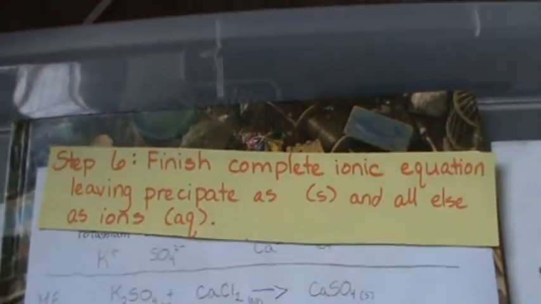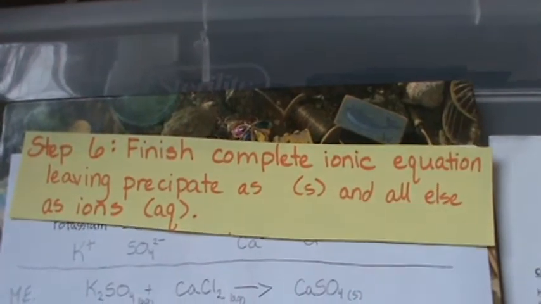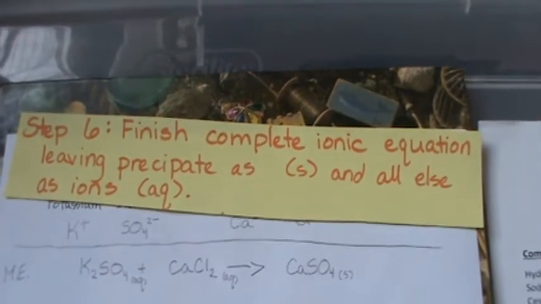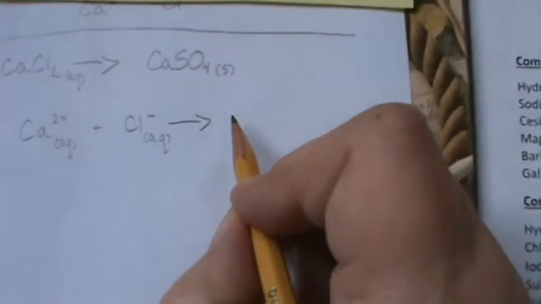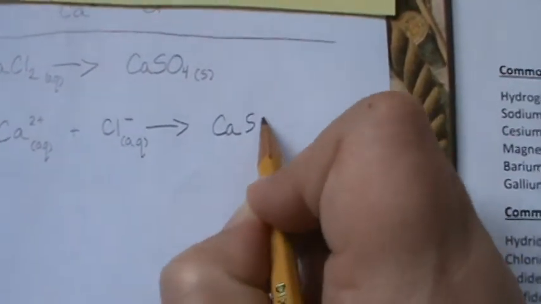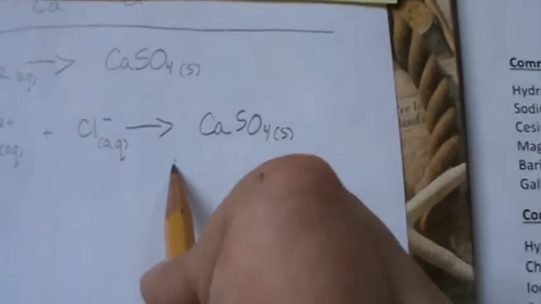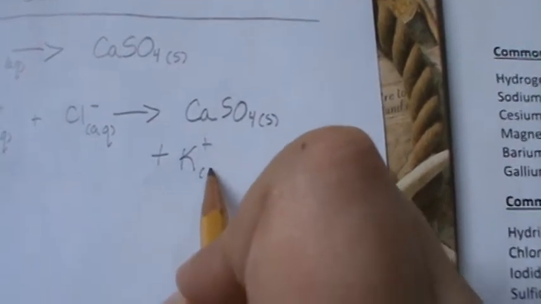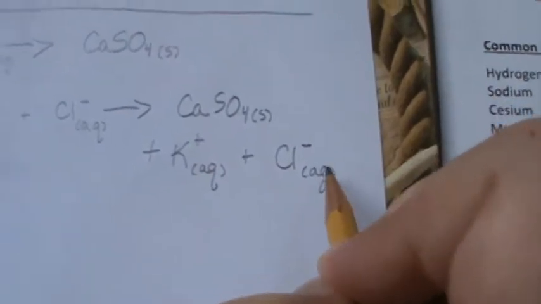My next step is to finish the complete ionic equation, leaving the precipitate as solid and all else as ions. So what I mean by that is to write down my precipitate under my complete ionic equation as well. CaSO4 solid. And my other ions here that don't change, they remain the same. So we'll say plus K plus aqueous and Cl minus aqueous.